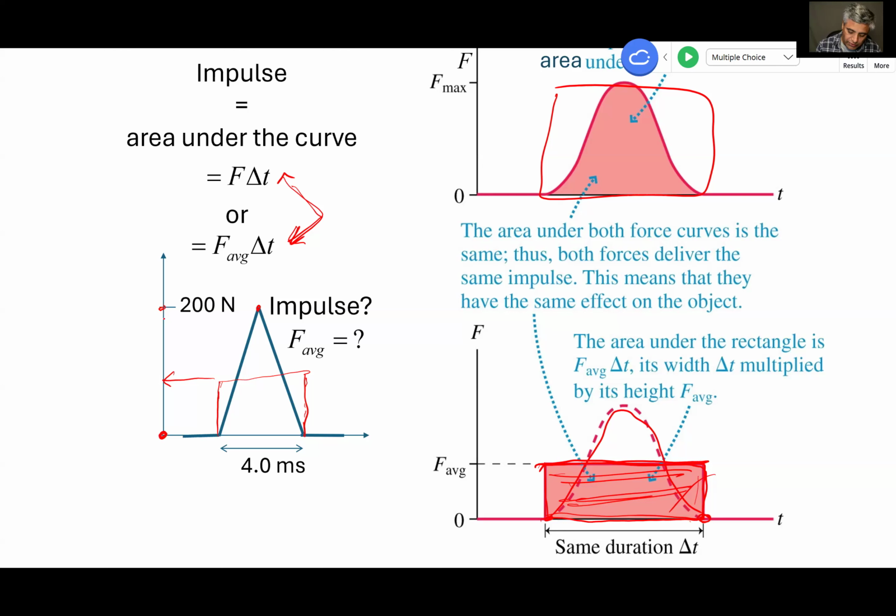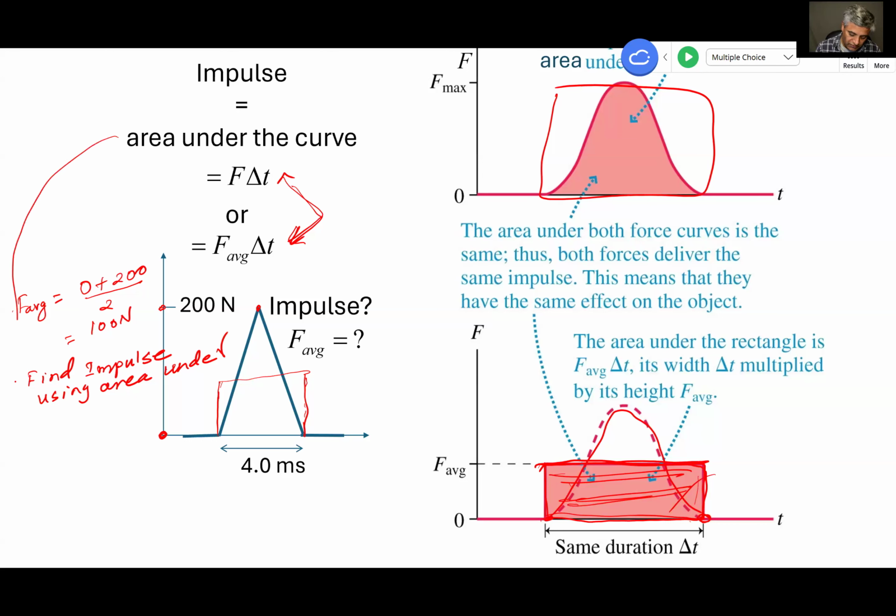It starts from zero and goes to 200, right? So to find the average, 0 and 200, we are adding two numbers, which means we need to divide by 2. So this is 100 Newton. So F average is 100 Newton. Now, first let's find the impulse using the area under the triangle. Okay, let's use that idea here.